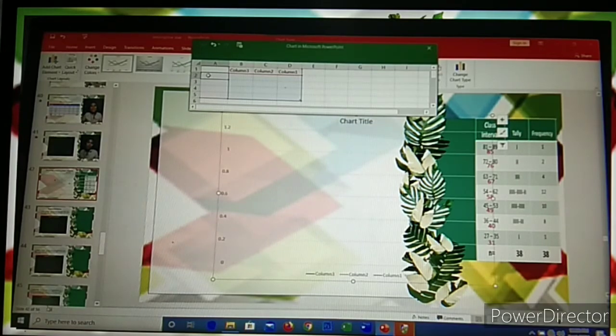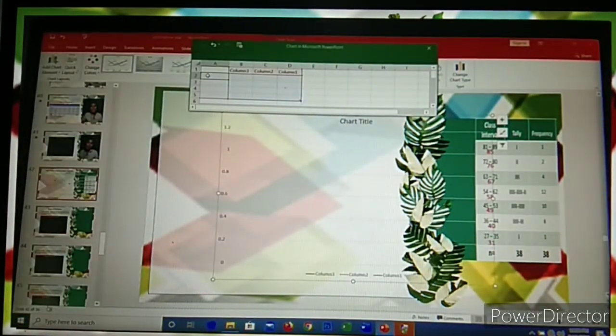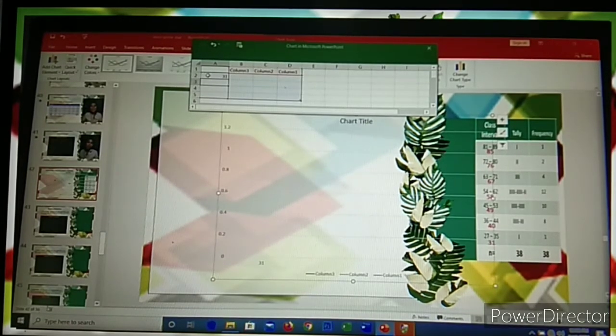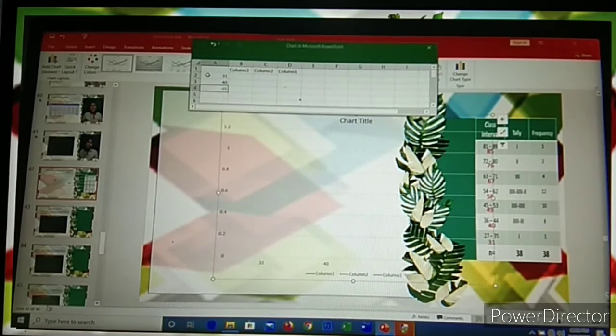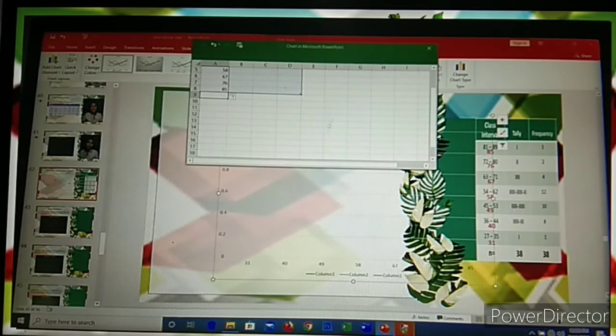So, let me start right here. Interval 27 to 35, 31. So let me put 31 right here. Enter, and then next is 40. The midpoint is 40. Next is 49. Next is 58. Next is 67. And then 76. And then 85. There you go. Okay, are you still following me? That'll be great. Let me just expand this one.